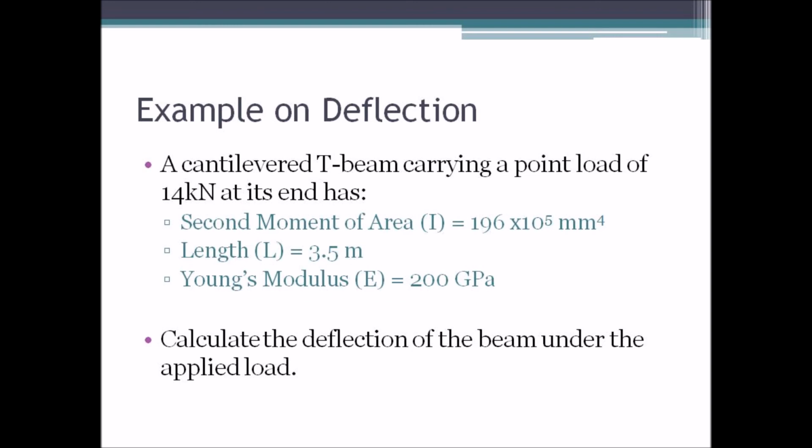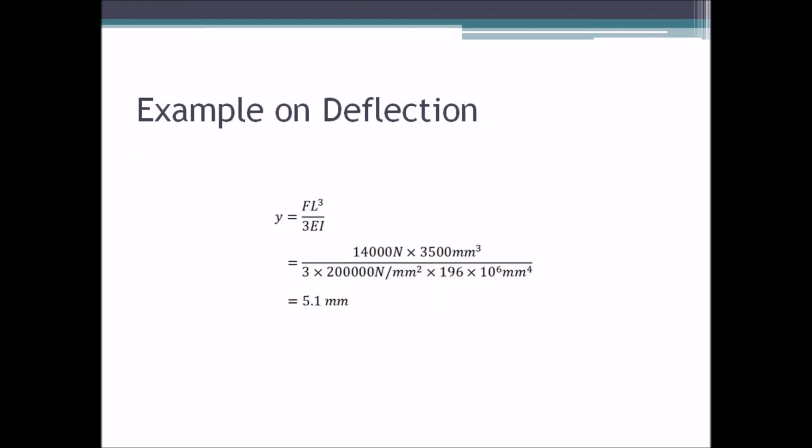We're given a second moment of area, which is equal to 196 times 10 to the 6 millimeters to the fourth. Length is also given at 3.5 meters, and we have a point load at the end of 14 kilonewtons. We also need a value for Young's modulus, which is equal to 200,000 newtons per millimeter squared. We can substitute these values into the equation we found before for deflection, which will give us a final value of 5.1 millimeters.